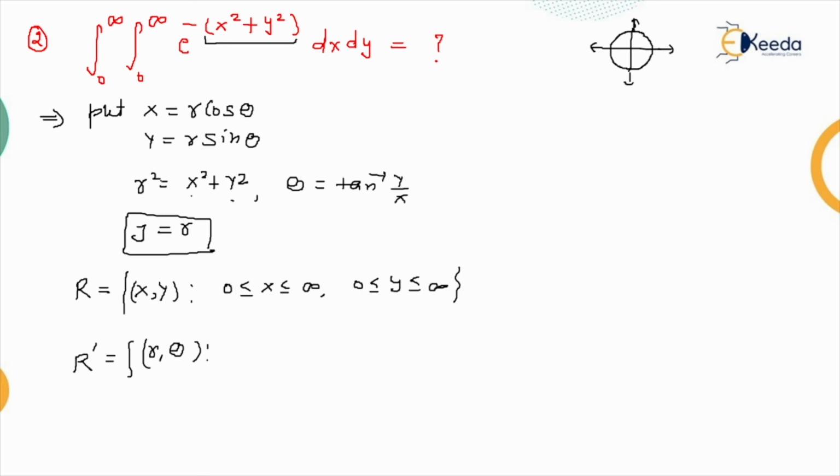R also moves to infinity. So from this relation I can write that r moves from 0 to infinity, as you can substitute the value of x, the value of y, and you get the limit of r. And now what about theta?